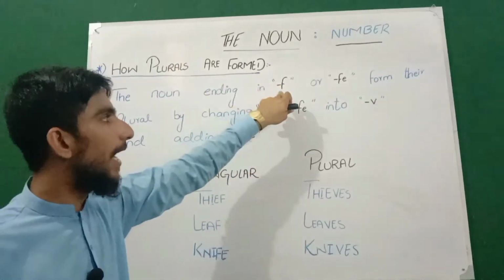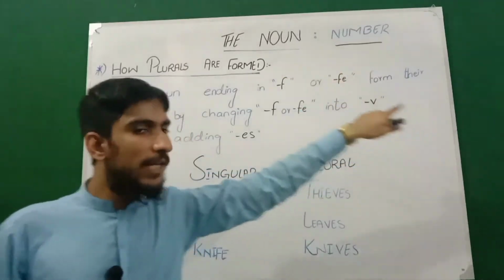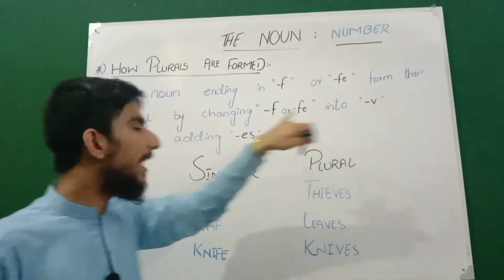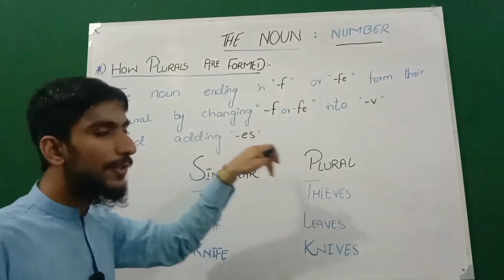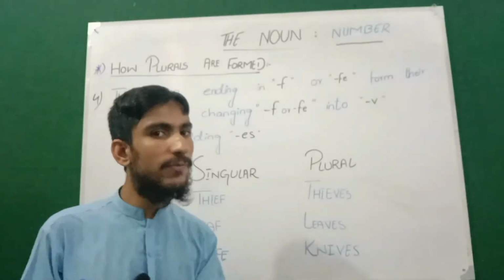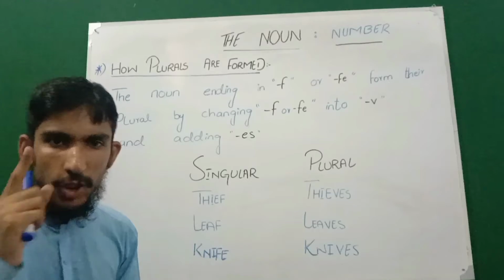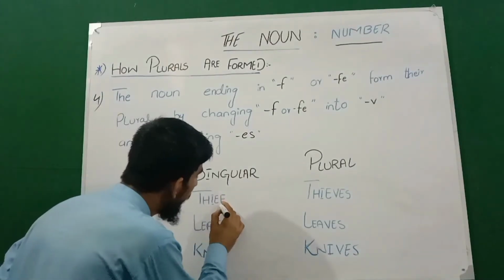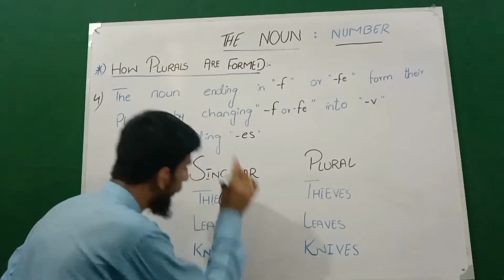Nouns that basically end in F or FE form their plurals by changing F or FE into V, and at the end we will just add ES to it, so as a result the plural will be formed. For example, through examples you will learn easily. Look at this: thief. The word thief here is a noun ending in F.